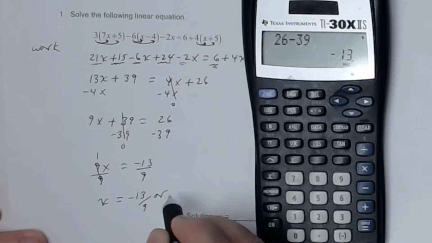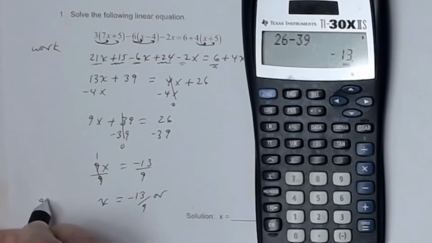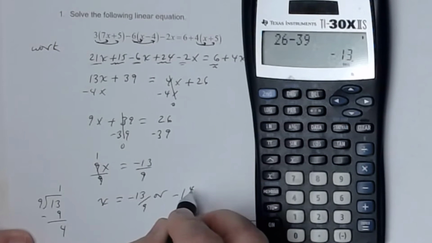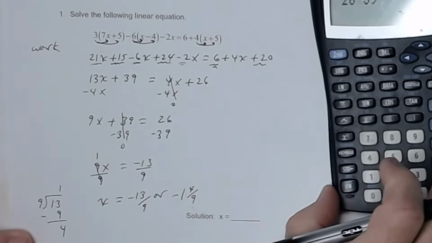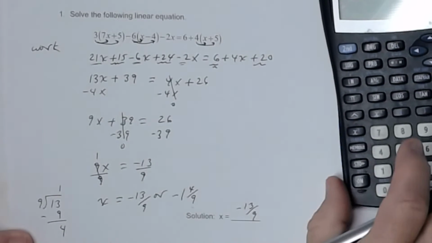So I can write this as a mixed number. And so in this case, 9 goes into 13 one time. 1 times 9 is 9. And then subtract, you get 4. So you can write this as negative 1 and 4 ninths. All right, but most students will leave it as negative 13 ninths. All right, so that was number 1.